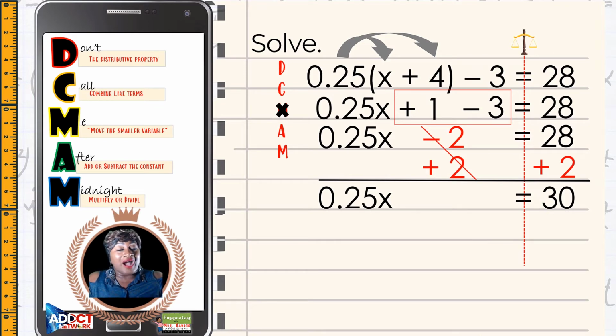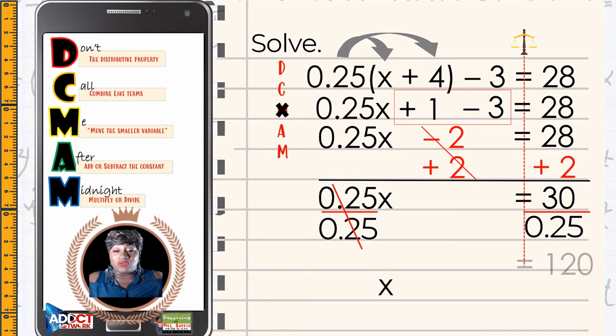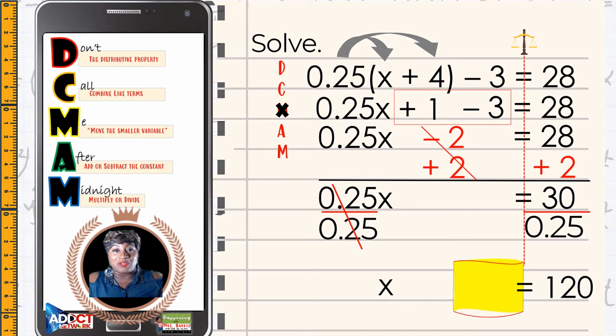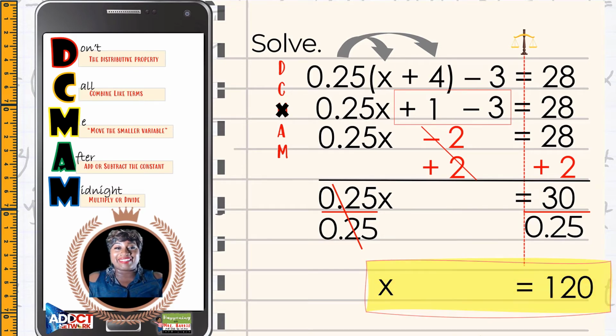Now, to isolate the variable, we'll move on to the last M. 0.25x equals 30. The 0.25x is being multiplied. Therefore, we will divide both sides. We'll use inverse operations to divide both sides of the equal sign by 0.25. This will leave us with x equals 120. 30 divided by 0.25 equals 120. Well, there goes our final answer: x equals 120.